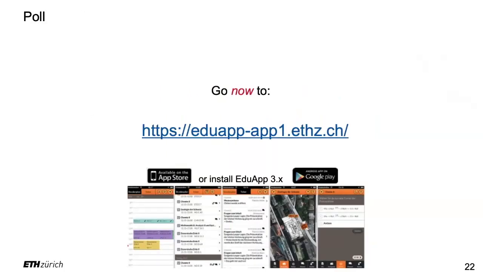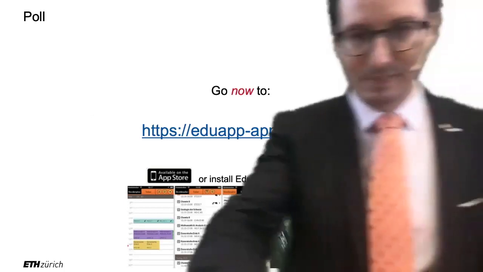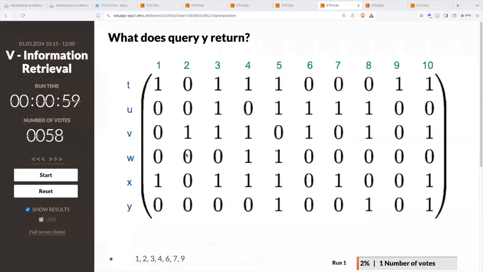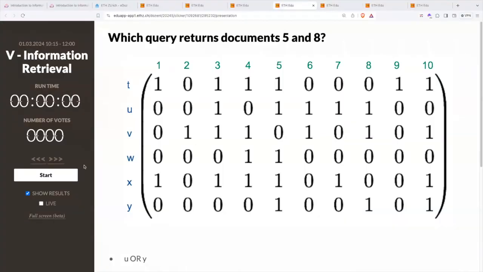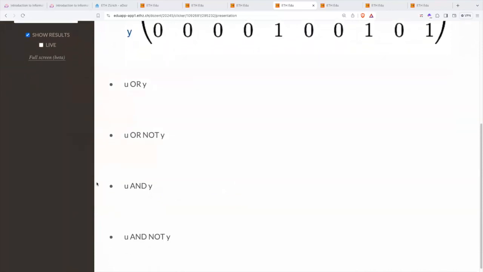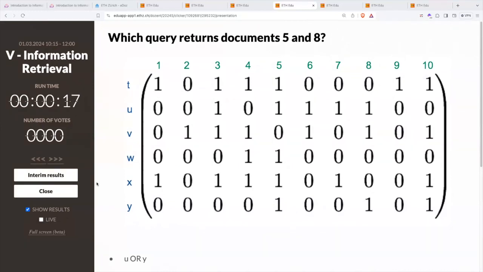Now, I have another question for you. Which one of the following queries returns documents 5 and 8? So you have U or Y, you have U or not Y, you have U and Y, and you have U and not Y. Regarding documents 5 and 8.